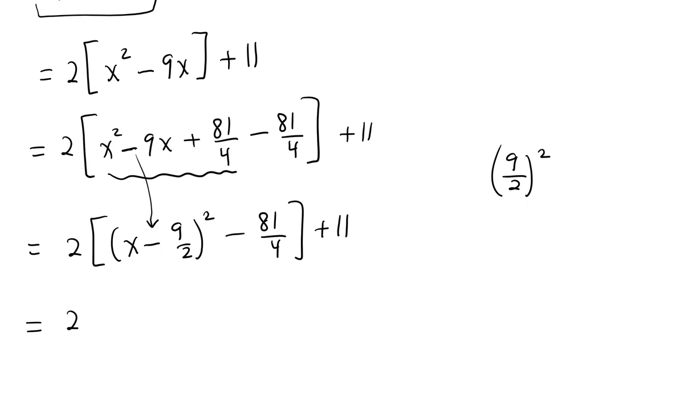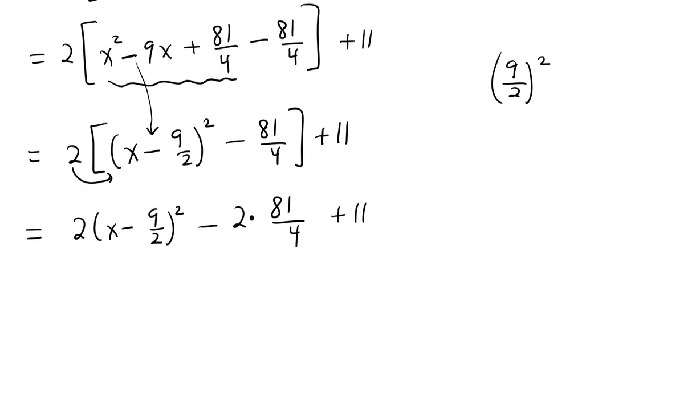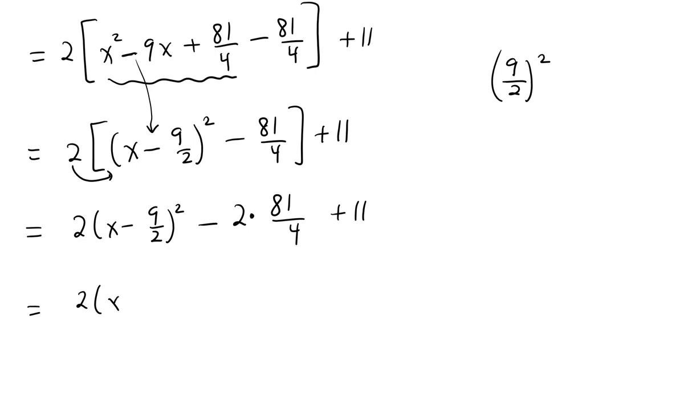So then what? The next step is to distribute the 2. 2 times all of this, squared, minus 2 times 81 over 4 plus 11. So let's keep this the same. And by 2, 1 by 2, 2. So it's 81 over 2 plus 11.